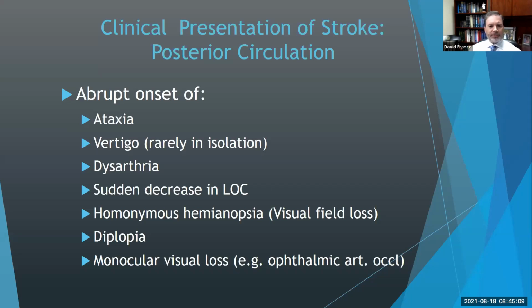Dysarthria, again, can be affected in the posterior circulation with a slurring or imprecision of speech. Again, a sudden decrease in level of consciousness is uncommon, but if you involve your basilar artery, you can affect the entire brainstem at once. And then visual field changes.